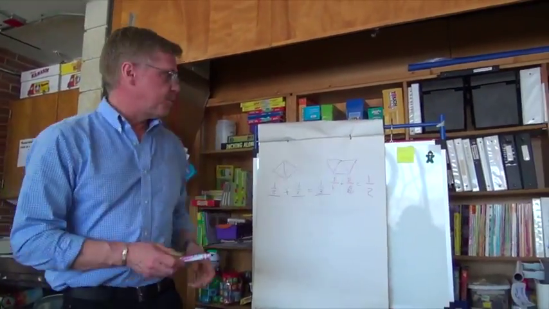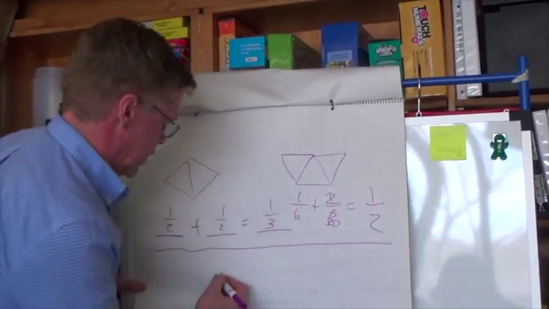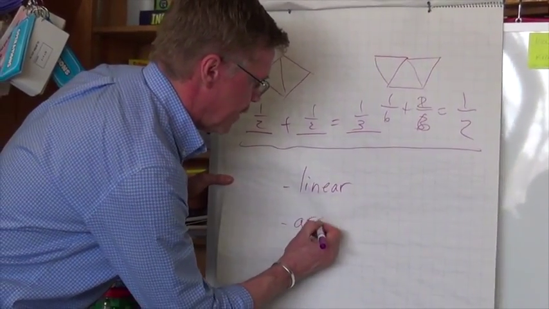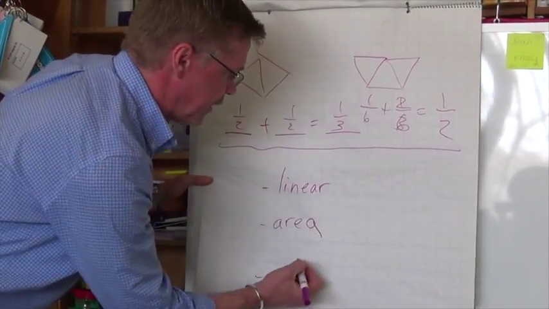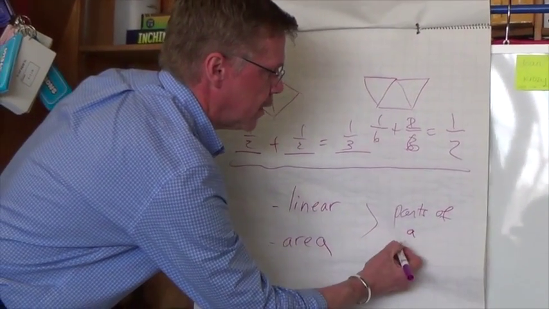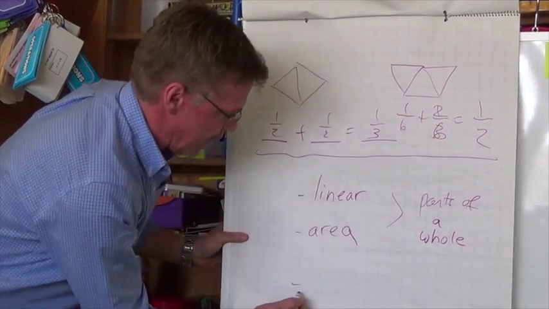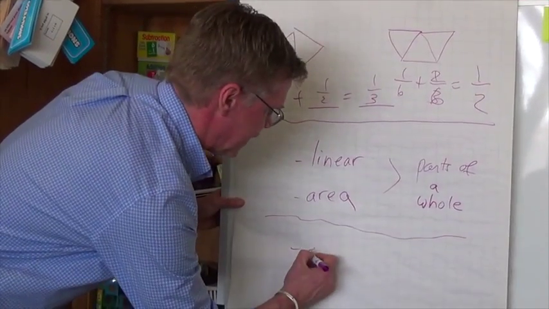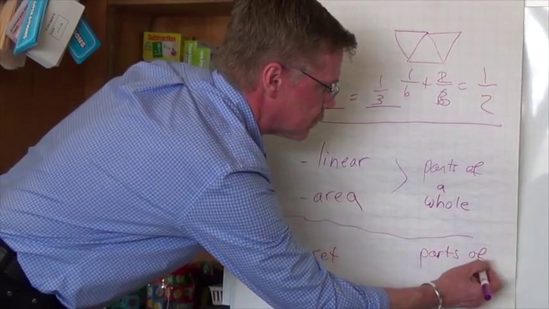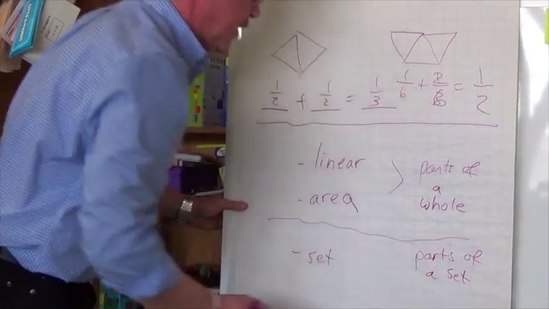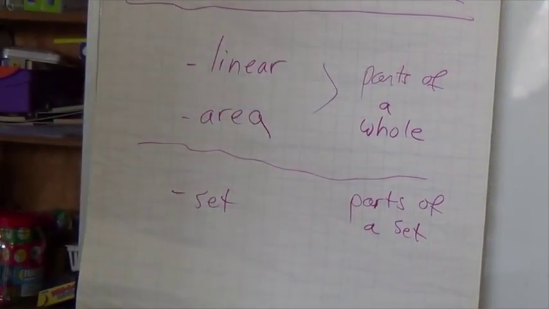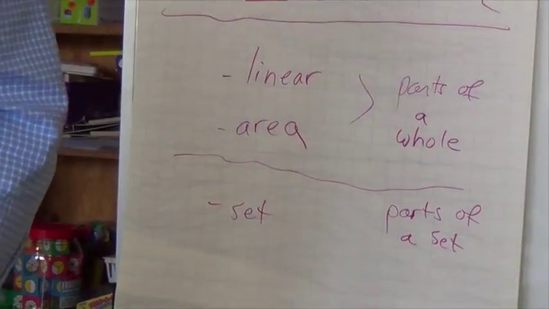Fraction models, there's basically 3 kinds. There's a linear model, there's an area model, and these two are related because they're parts of a whole. And then there's a set model, which are parts of a set. So a linear model is something as simple as a ruler. In a lot of ways, what we're going to look at next, these are also linear models.